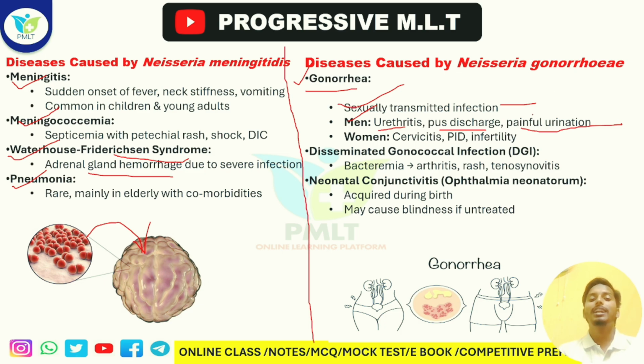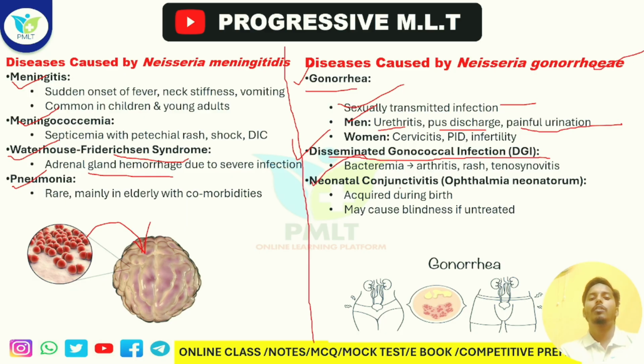After that, disseminated gonococcal infection means whenever the bacteria spread throughout the whole body. Bacteremia will occur. Bacteria will be found in the joints, that is arthritis, and rashes. After that, tenosynovitis, these kinds of symptoms will occur. Getting my point? Neonatal conjunctivitis may also occur.